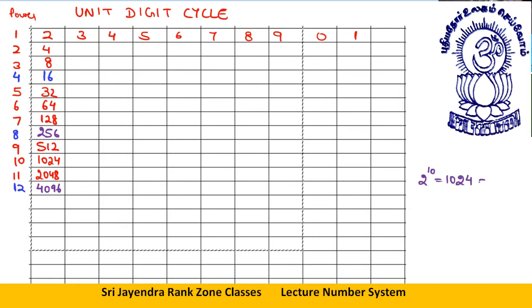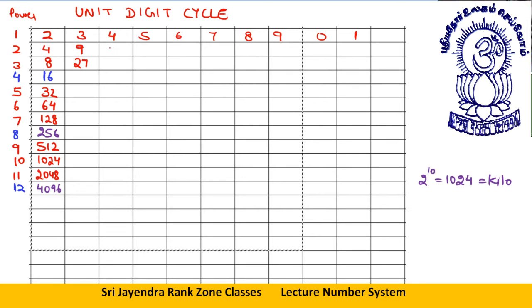This is 1024. This is also called kilo in computer language. We call it 1K, 1 kilobyte. That is 2 raised to power 10, 1024. Okay, we have done this so far. Let's now deal with the powers of 3. 3 raised to power 1 is 3, 3 raised to power 2 is 9, 3 raised to power 3 is 27.